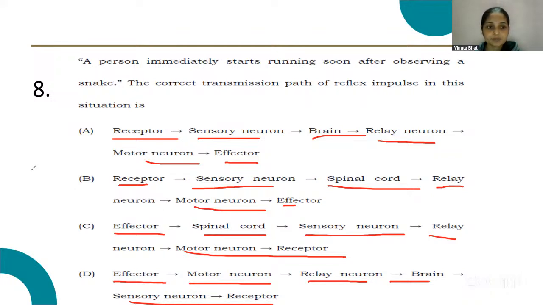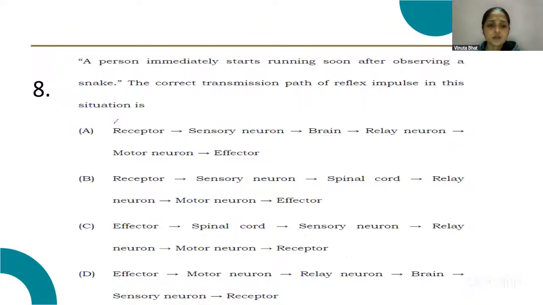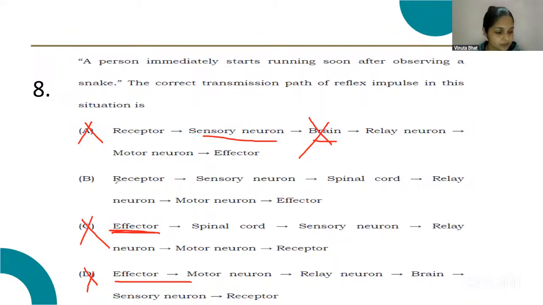Here, receptor is the first step in the reflex action. So you can eliminate option D, because the effector is at the first position. And then sensory neuron, brain. Here, the brain is not involved in this process, so option A is also wrong. See, here also the effector is there. First, the changes in the environment are received by the receptor.